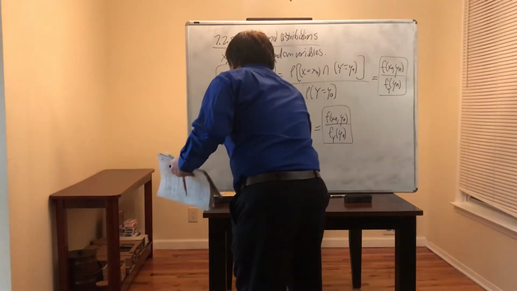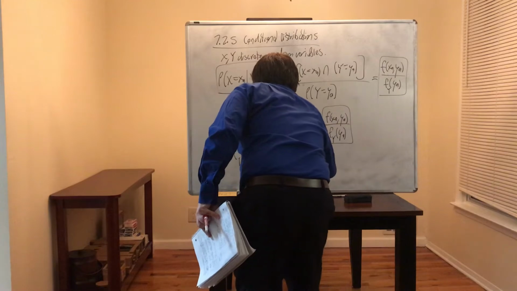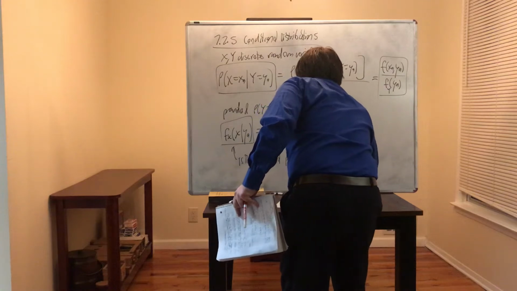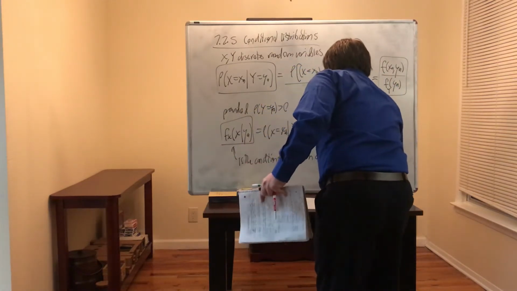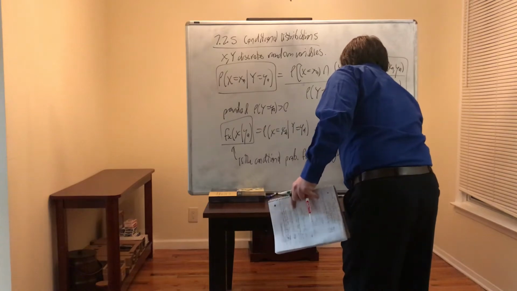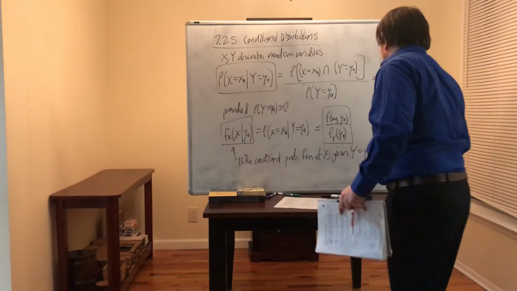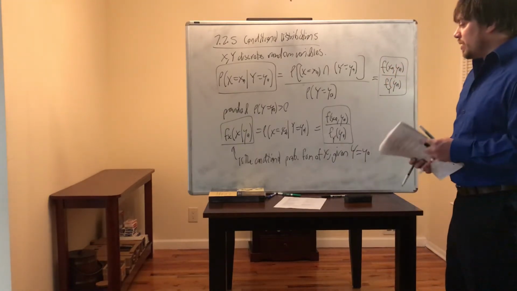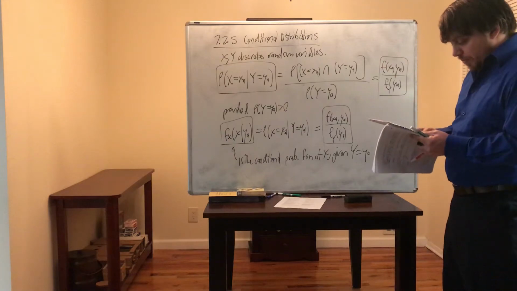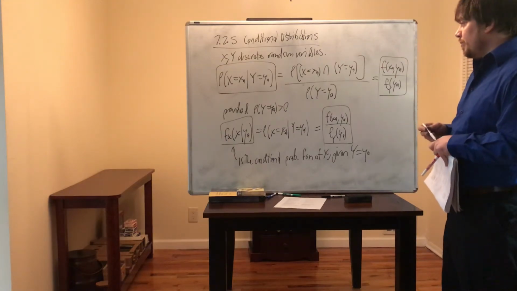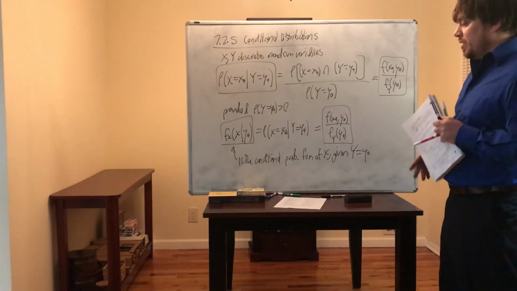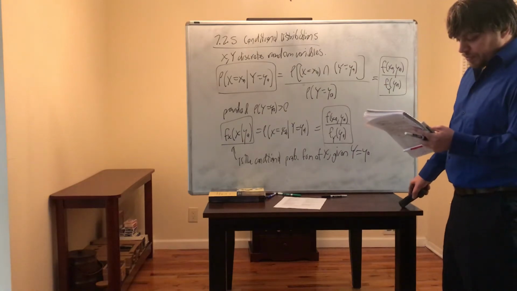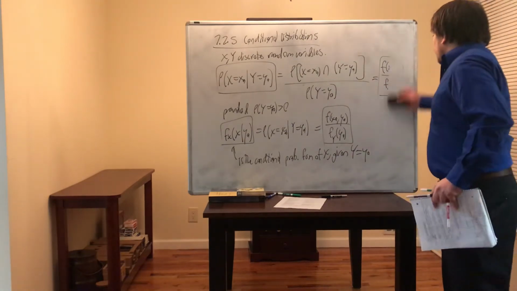So that is the conditional probability function of x given y equals y naught. It's very much like the conditional probability that we did earlier for a discrete random variable. Okay, and so continuing.